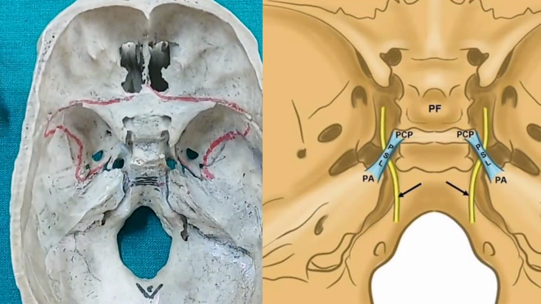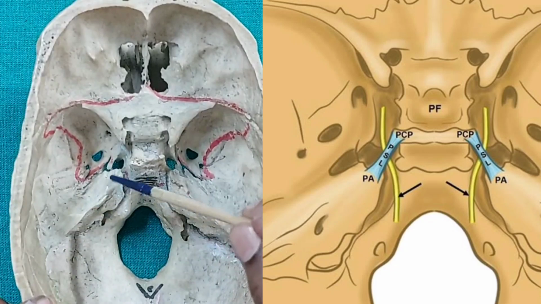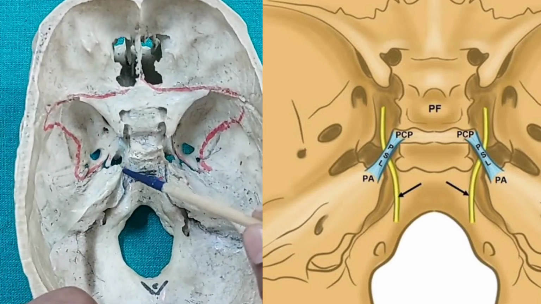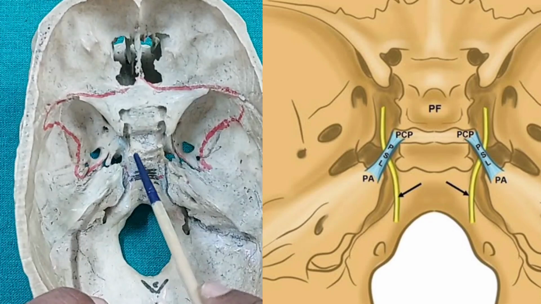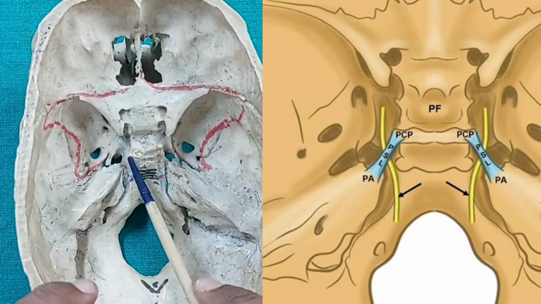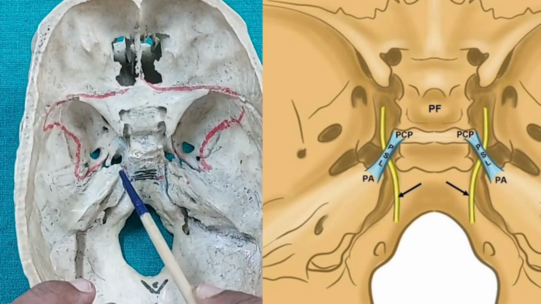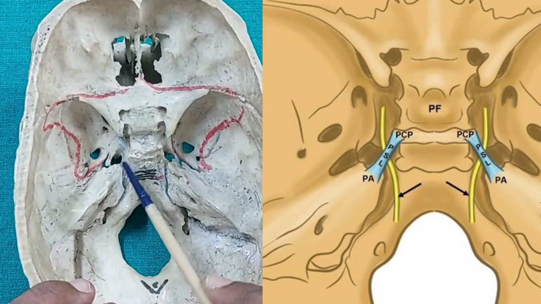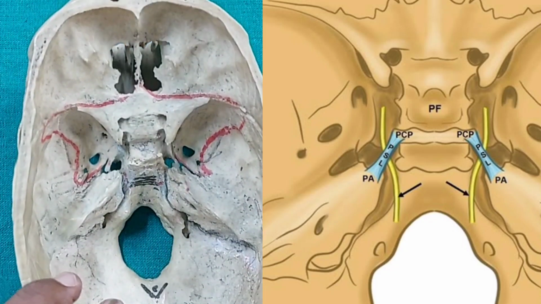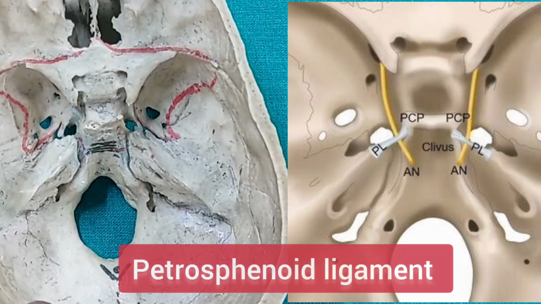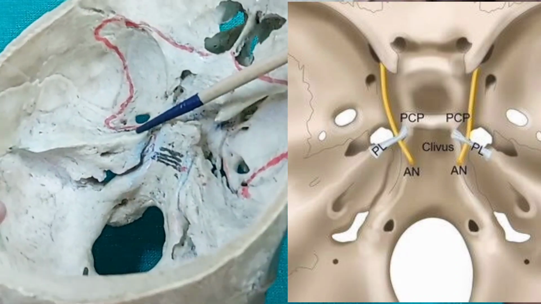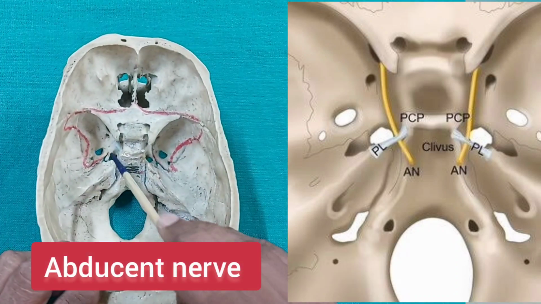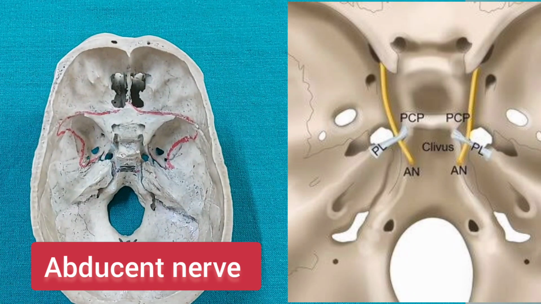Here you see, this is the petrous part of the temporal bone, and it articulates with this petrosal process, the lateral margin of the dorsum sellae. So this petrosal process articulates to the apex of the petrous part of the temporal bone. This is called the petrosphenoid ligament, and the structure passing deep to this petrosphenoid ligament, here you see, is the abducent nerve or sixth cranial nerve.